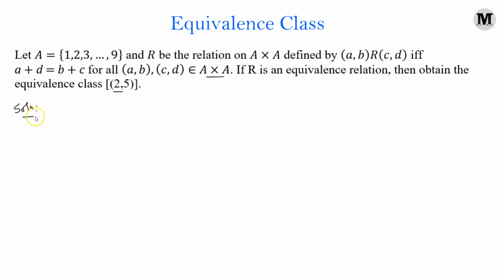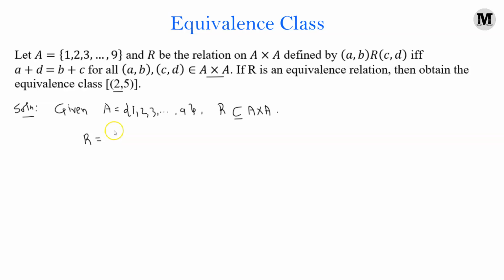So let's write down whatever we have been provided with. Here we have a set A. Set A contains the first 9 natural numbers, so we have 1, 2, 3 all the way up to 9. And then we have a relation R which is defined on the Cartesian product of A with itself. That means R is a subset of the Cartesian product of A with itself. And then R is also defined here.